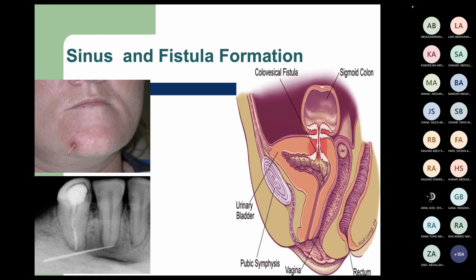A sinus is an inflammatory tract which has only one opening to the outside. A fistula is an inflammatory tract which has openings on two sides. See, here this is the fistula between the sigmoid colon and the bladder. It's in the uterus. Yes, it's the uterus. So it is either one cavity opening on the surface, or between two cavities. These are the fistula. So it connects two cavities.